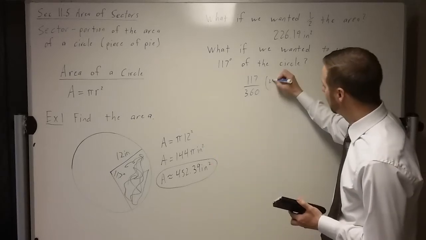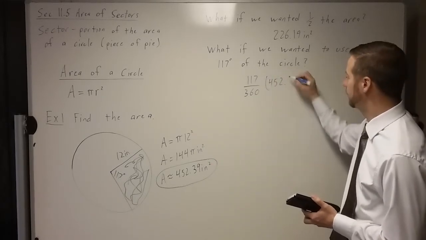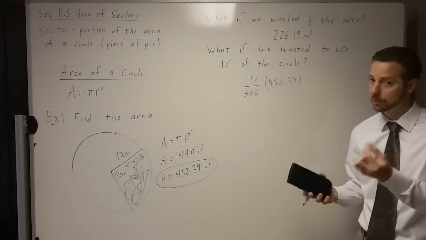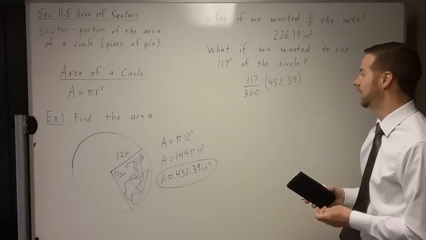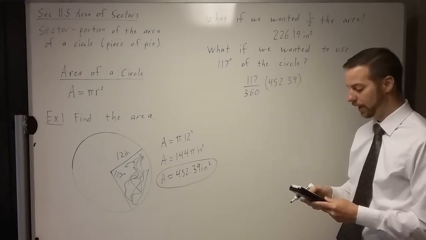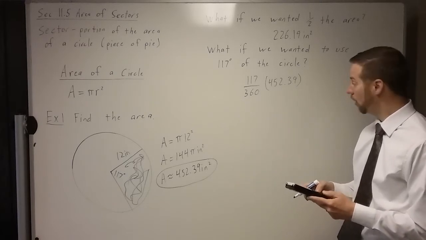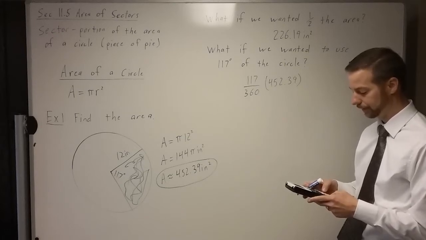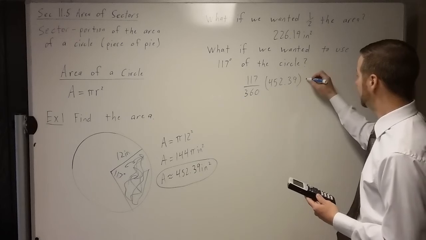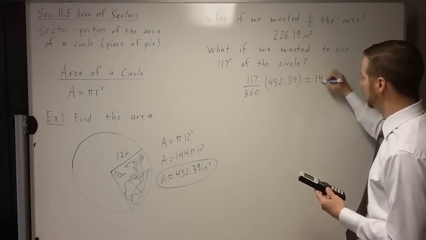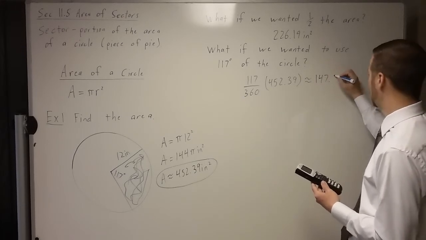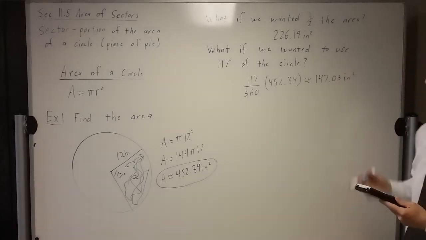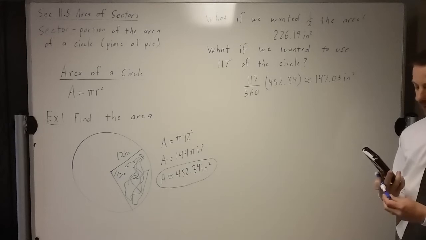So the area is 452.39. And so if we take that fraction of, remember, of means multiply, so take that fraction of my entire area. I'm going to do our area times 117 over 360, which gives us the area of just that piece of it, about 147.03 square inches. Right, so there's how we find the area of a sector of a circle.